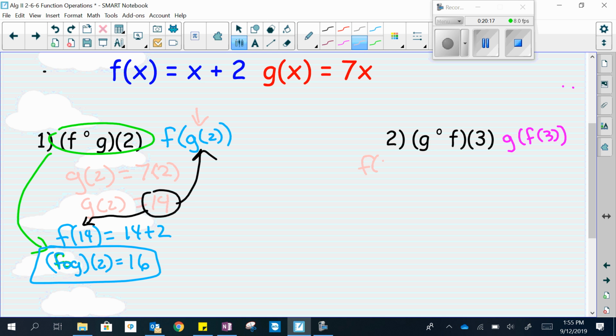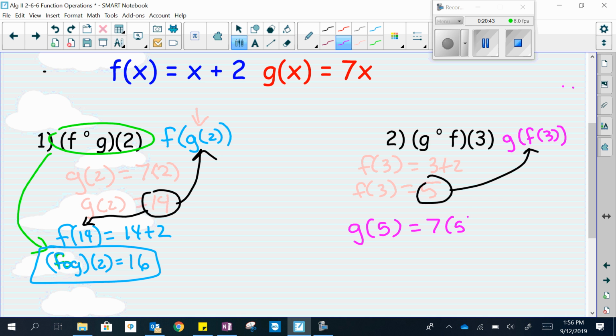All right. F of 3 equals 3 plus 2. What is f of 3? 5. So I'm going to use 5, right? Instead of f of 3, I'm using 5 in my g function. So I come back with my g function, g of 5 equals 7 times 5. So that input value now goes to the g function.